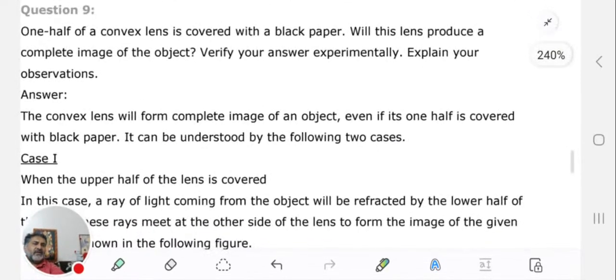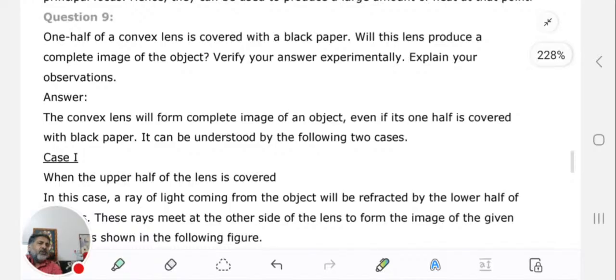Question number 9. One half of a convex lens is covered with a black paper. Will this lens produce a complete image of the object? Verify your answer. Experimentally explain your observation. એટલે આપણે અડધા લેન્સને ઢાંકી દેવાનો છે. કોન્વેક્સ લેન્સ છે, બરાબર, બહિર્ગોળ, તો તમને આખી ઇમેજ મળશે.